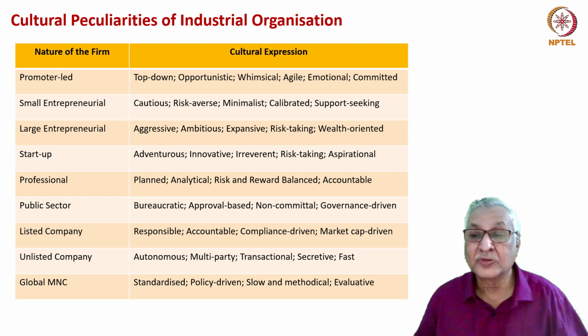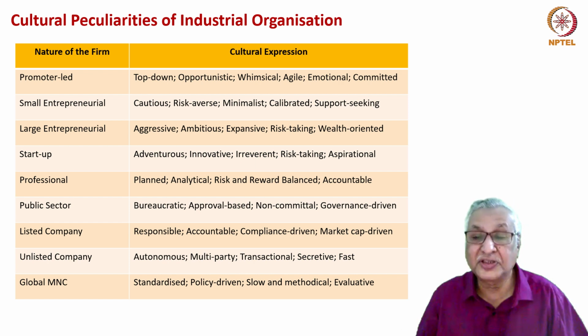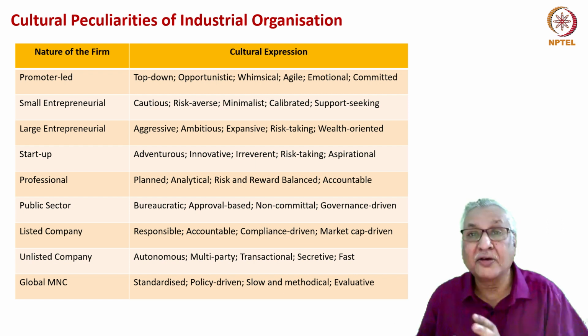For example, Adani Group of Industries. It reflects all of these characteristics of a large entrepreneurial entity. Let's look at a startup. It tends to be adventurous, innovative, irreverent, risk taking, and aspirational. A professional company would be planned, analytical, risk and reward balanced, and accountable. A public sector enterprise would be bureaucratic, approval driven, non committal, and governance driven in its cultural expressions.